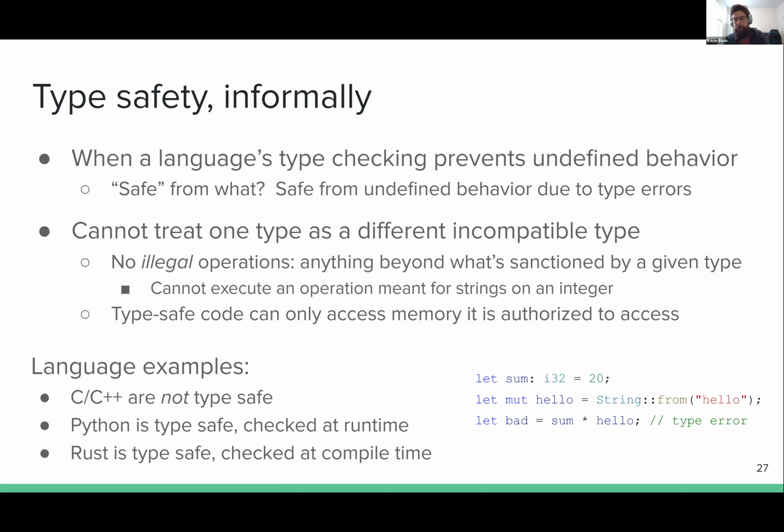So here's some very simple Rust code. I have sum, which is an integer, a 32-bit signed integer. Hello is a string, and then if I try to multiply hello times sum, I'm going to get a type error, right? That just doesn't make sense. That would be undefined behavior.